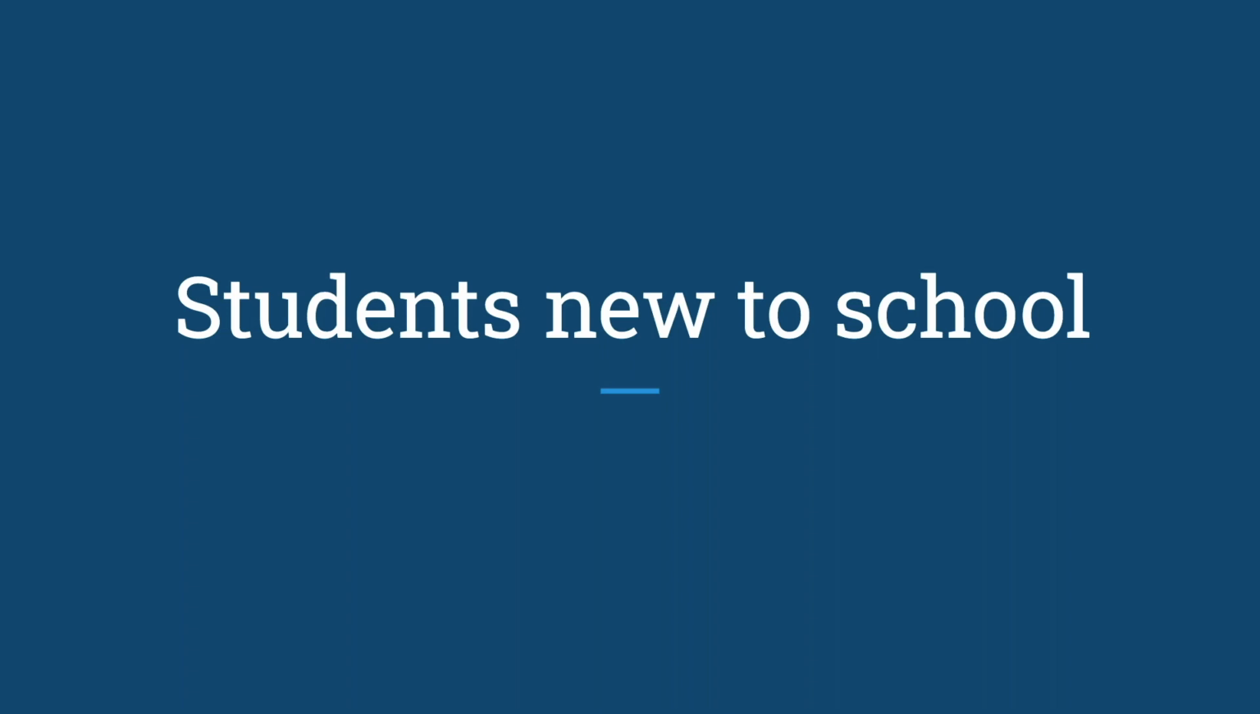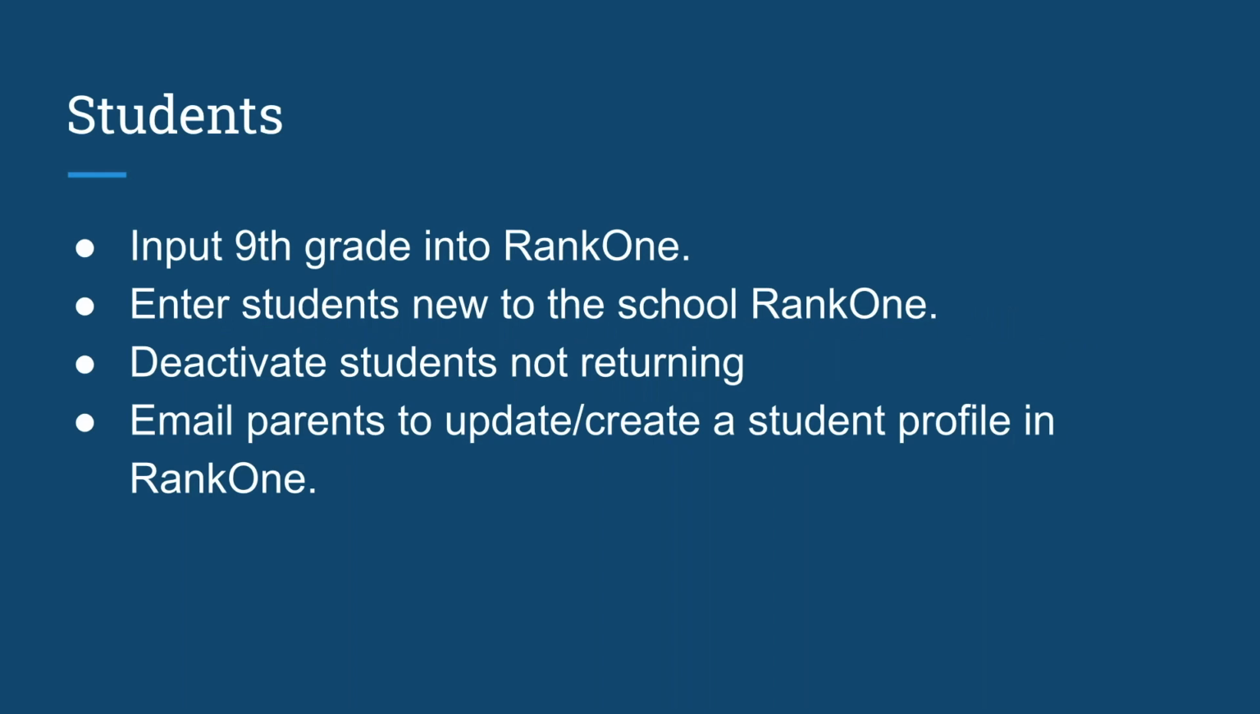Okay, Kelly, help our listeners understand what that process is in getting those students in Rank 1 correctly. You need to input all of your ninth graders into Rank 1. That can be done as an import, or that can be done as individual students, depending on the size of your school. You would need to add any new students, your transfers. Those would probably be done individually, although if you do one giant spreadsheet, they can also be included on that. There's a way to deactivate any of your students that you know are not returning. And then you'll have to send the email out to your parents to update and or create a student profile in Rank 1.